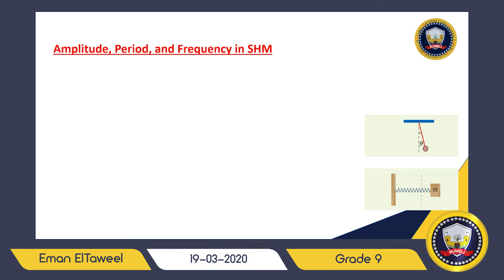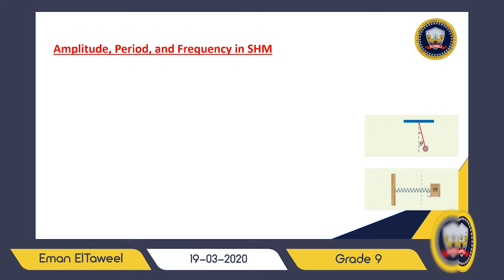First one is amplitude. Amplitude means, if you see here the simple pendulum, the maximum displacement away from the equilibrium position is called the amplitude. Again, the maximum displacement away from the equilibrium position, even for the right side or the left side, it doesn't matter.